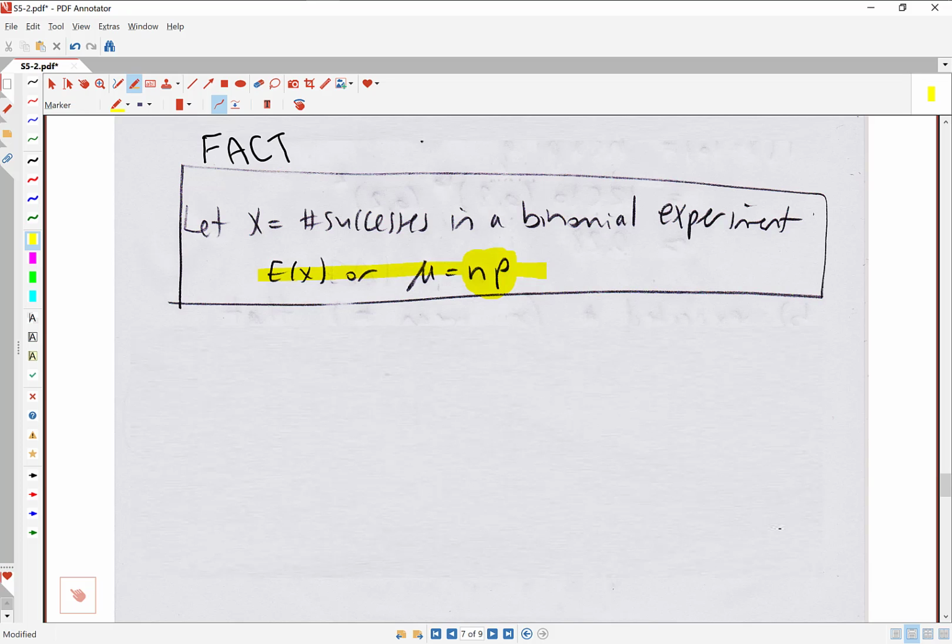So what's really important here is binomial experiment. You have to be doing something like rolling a die a bunch of times or watching a basketball player take a bunch of shots. It has to be that kind of setup where you've got a binomial experiment in order to use this formula.